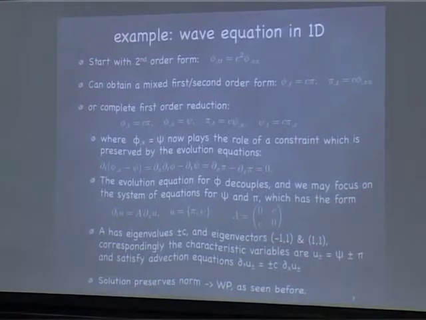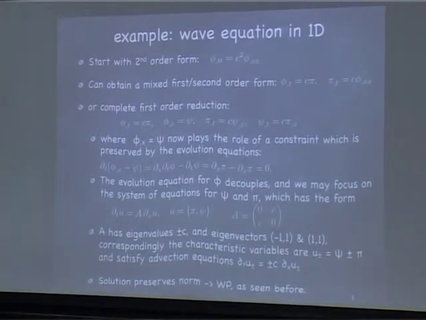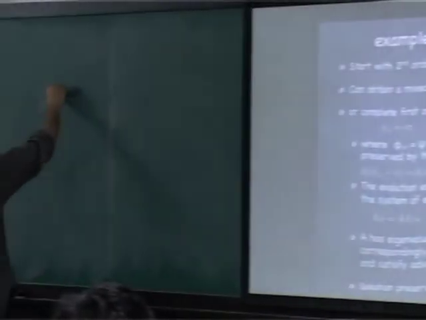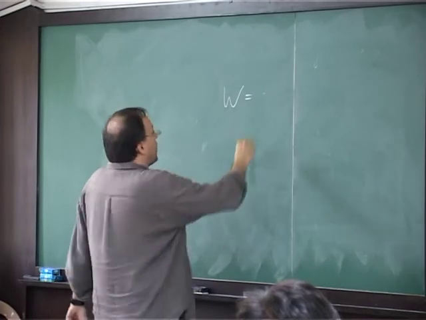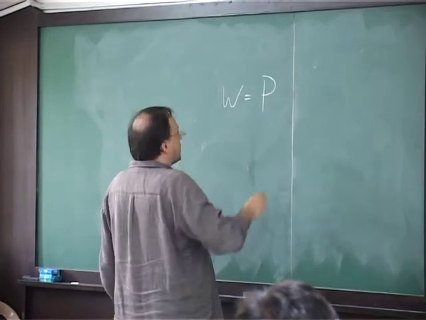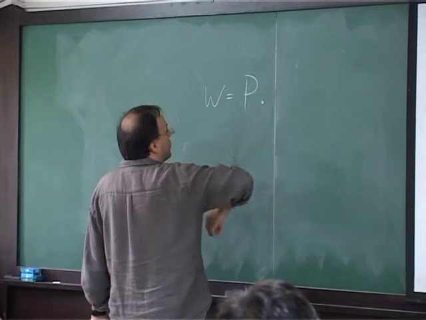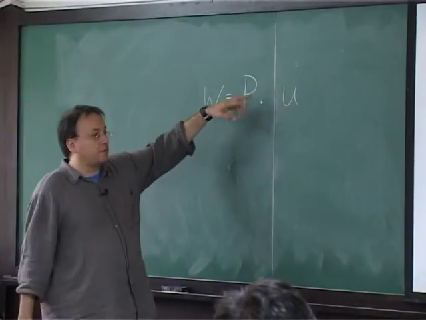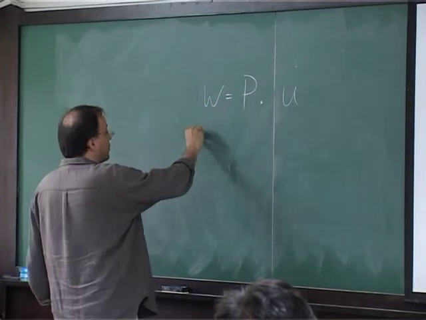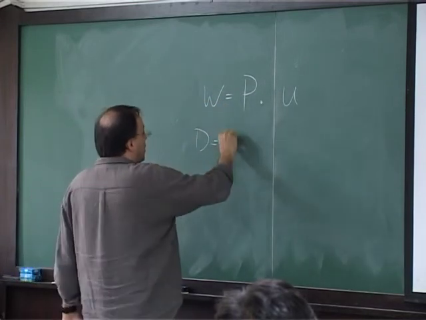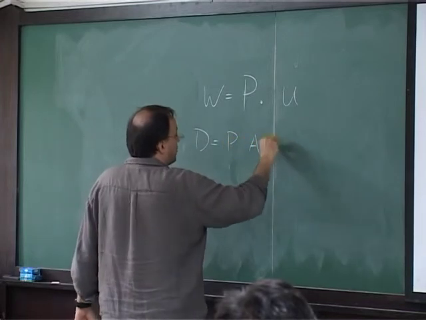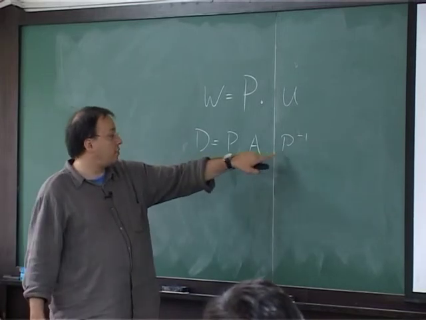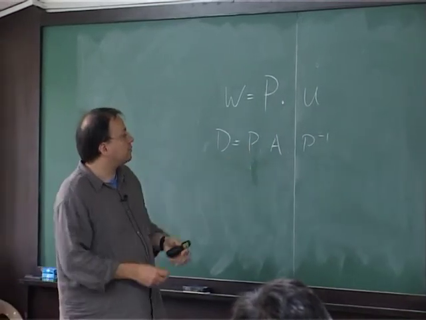Yesterday we constructed these characteristic variables. I'm not sure what I called them yesterday. I think I called them W? Not sure. We wrote this down yesterday in the slides. This would be the similarity transformation P times the solution vector. P was the matrix of the similarity transformation. We had something like D is equal to P A P to the minus 1, the inverse, right? So it's this matrix which diagonalizes the matrix A.